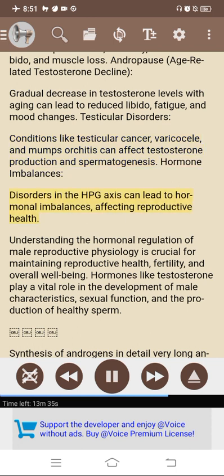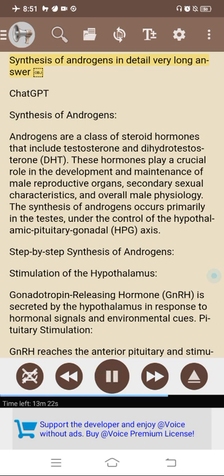Hormone imbalances. Disorders in the HPG axis can lead to hormonal imbalances, affecting reproductive health. Understanding the hormonal regulation of male reproductive physiology is crucial for maintaining reproductive health, fertility, and overall well-being. Hormones like testosterone play a vital role in the development of male characteristics, sexual function, and the production of healthy sperm.